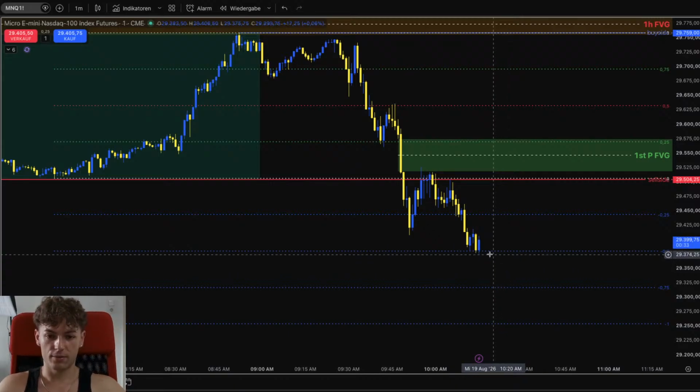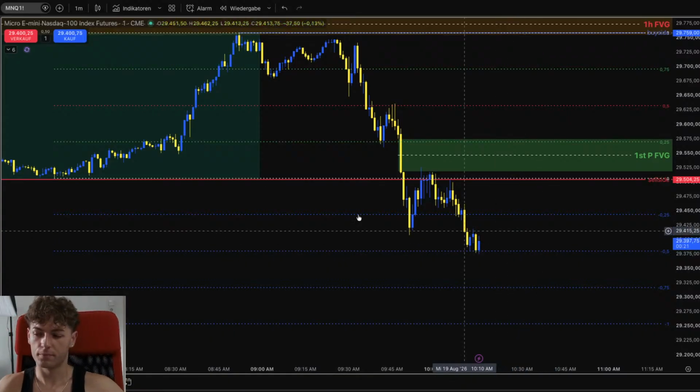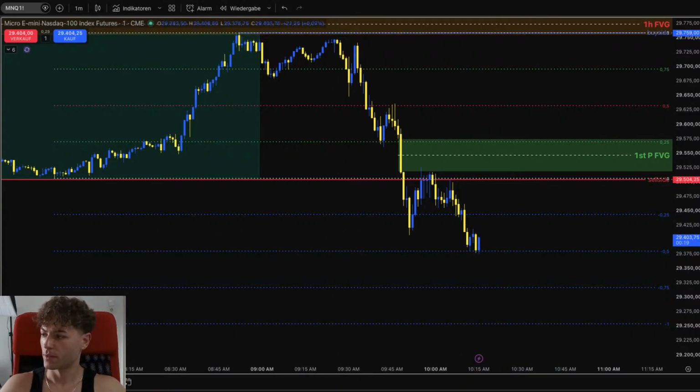See how it's respecting the 0.5 level. Beautiful. Beautifully using the standard deviation levels.